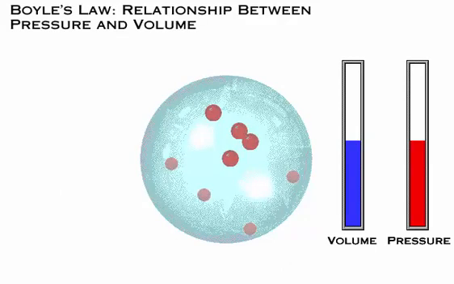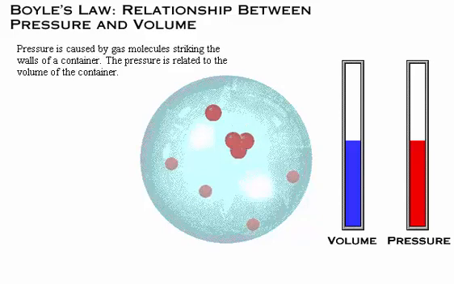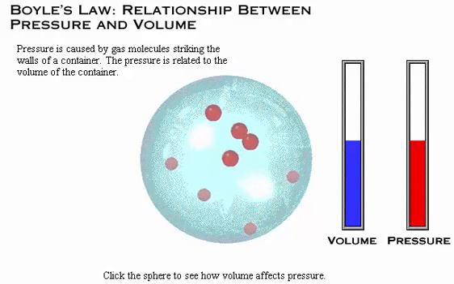In order to understand ventilation, we must first look at the relationship between pressure and volume. Pressure is caused by gas molecules striking the walls of a container. The pressure exerted by the gas molecules is related to the volume of the container. Click the sphere to see how volume affects pressure.